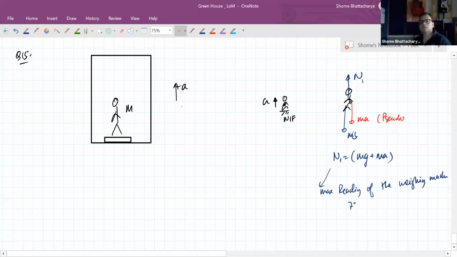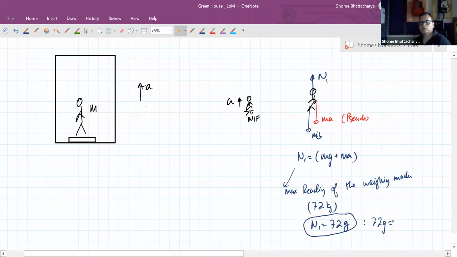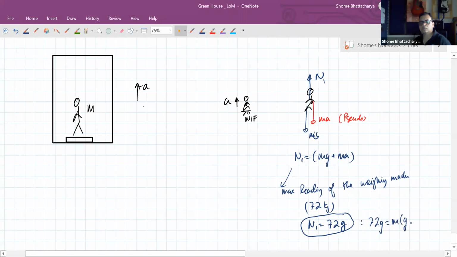Which is 72 kgs or whatever. So N1 should be equal to 72 g. So your first equation is that 72 g is equal to this much. Okay, so this is your equation 1.